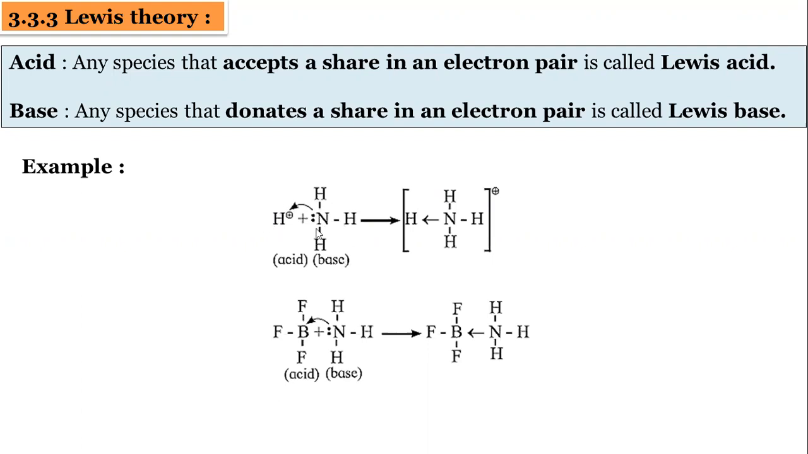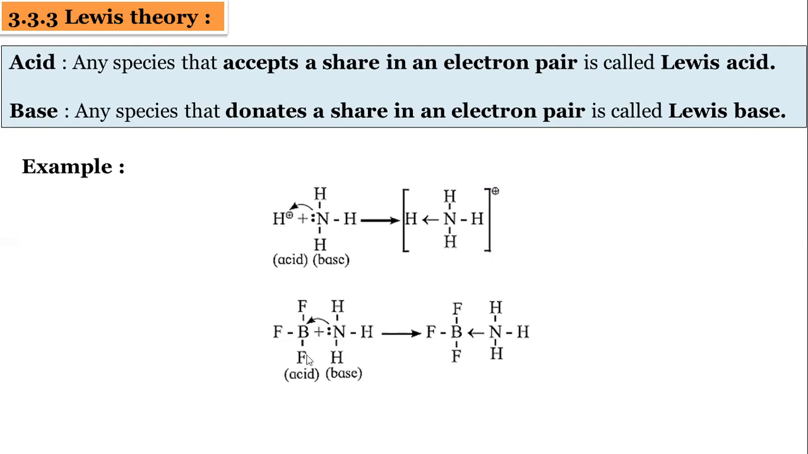When the lone pair is donated, this is called a Lewis base. In the chapter on amines, we also discuss this definition. Amines always act as a Lewis base because they donate the electron pair. That's why these are called Lewis bases, and the electron pair acceptors act as Lewis acids.